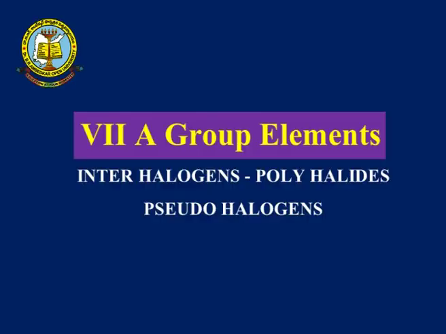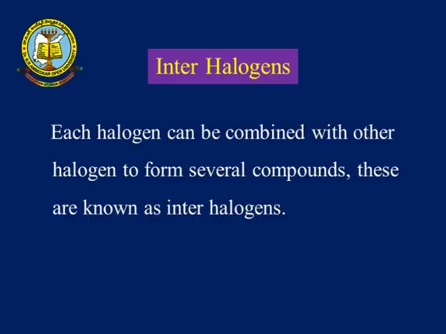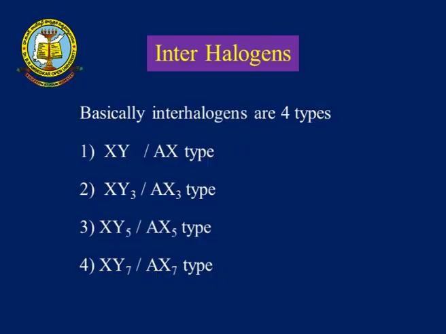Today we are discussing interhalogens. It is a part of the 7th group elements, below the p-block elements. The interhalogens, by definition: one halogen combined with another halogen to form several compounds, they are called interhalogens, right. The interhalogens are basically 4 types: AX type, AX3, AX5, AX7.